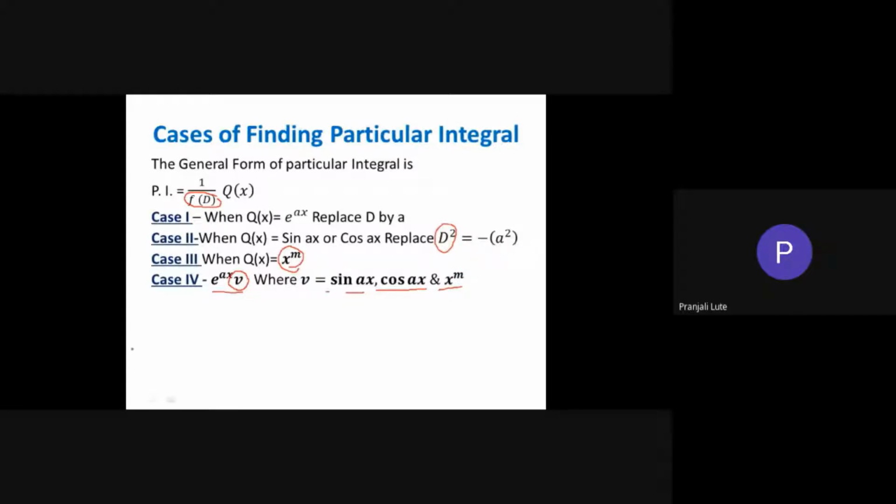So in this case we have to write this e to the power ax outside, and in the denominator we have to replace this D by D plus a, and that a is the power of that exponential term. So D is replaced by D plus a, and according to V, where V is suppose sin x, cos x, or x raised to power m, you have to apply case number 2 and case number 3.